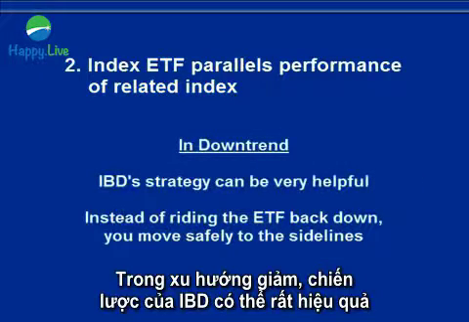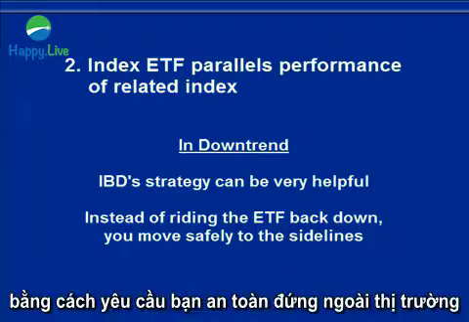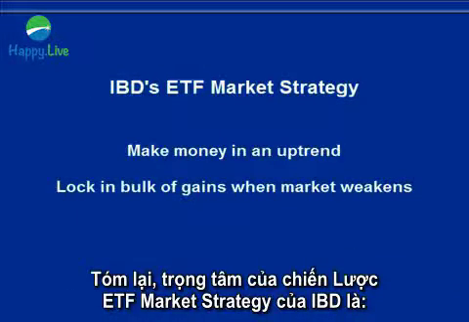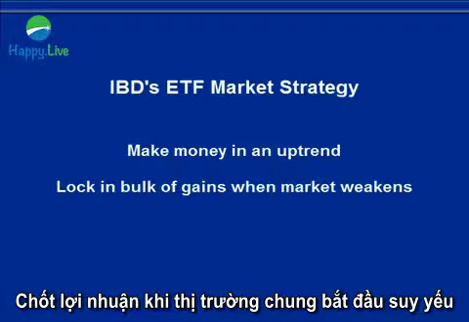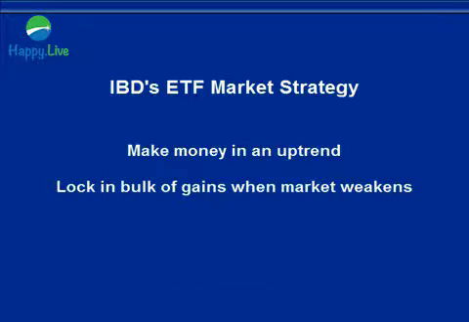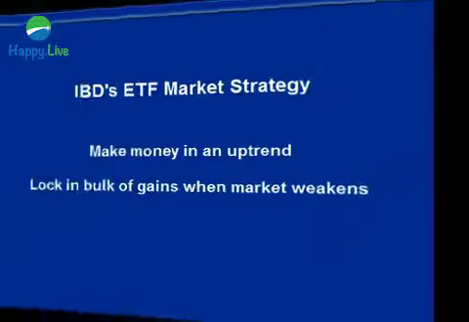But when a downtrend hits, that's when the IBD strategy can be very helpful. Instead of riding that ETF back down and watching most, if not all, of your prior gains disappear, you move safely to the sidelines. So in other words, you make money when the overall market and the index are in an uptrend, and you lock in the bulk of those gains as the market begins to weaken. That's why this simple ETF market strategy can significantly outperform a buy and hold approach.